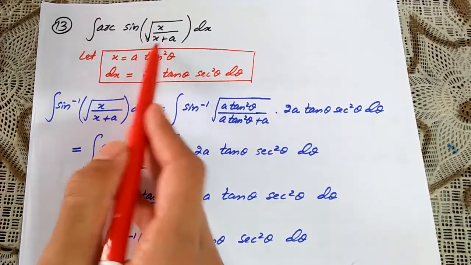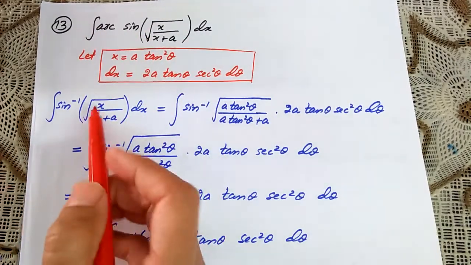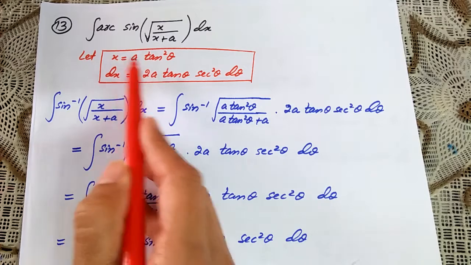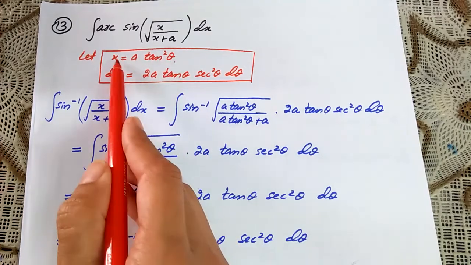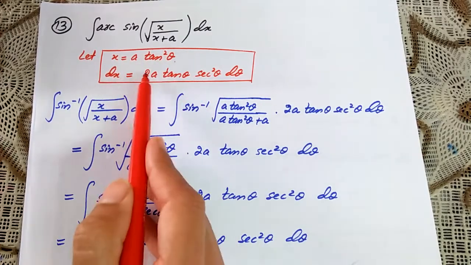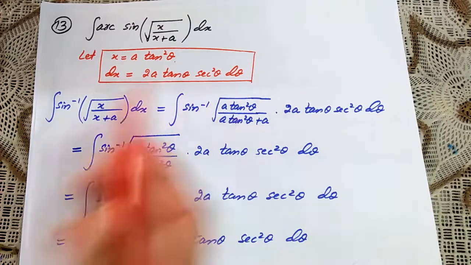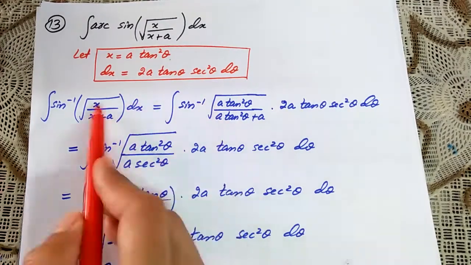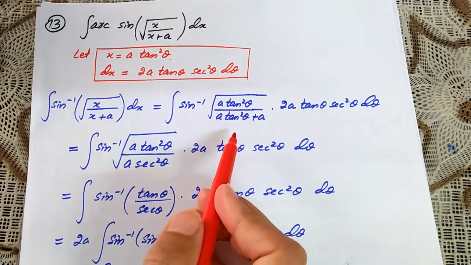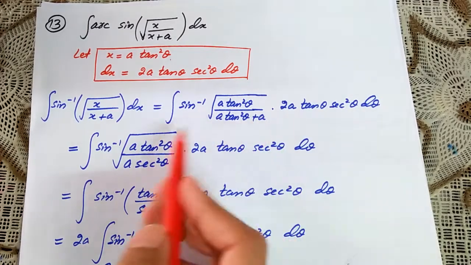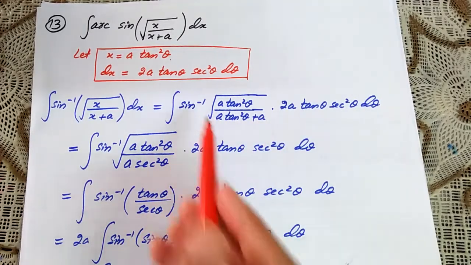Integrate arc sine of under root x over x plus a dx. Just suppose x is equal to a tangent square of theta. Take derivative on both sides. We will be left with dx equals 2a tangent theta secant square of theta d theta. Just replace the values in this integral. We did it earlier in the previous examples as well, how we substitute the values.